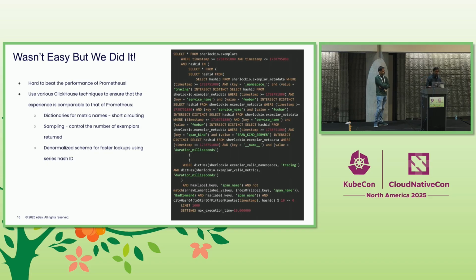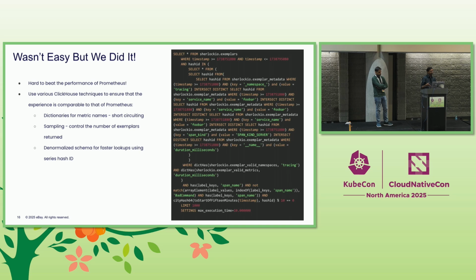And so through various iterations and applying various techniques or features that ClickHouse provides, we came up with the query that's there on the right side. The gist of it is that we use dictionaries to store metric names. So the first thing we look for is if the metric name exists. Only if the metric name has an exemplar is it going to show up in that particular table. So we do a dict_get to see if the metric name exists. If it does not exist, we can quickly short circuit.